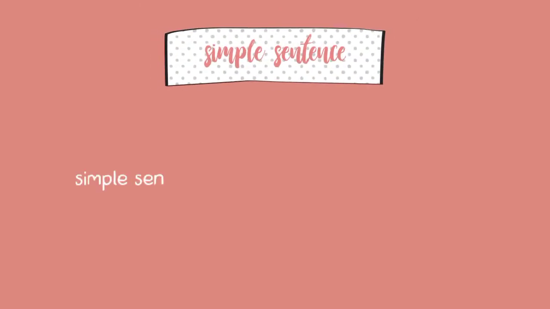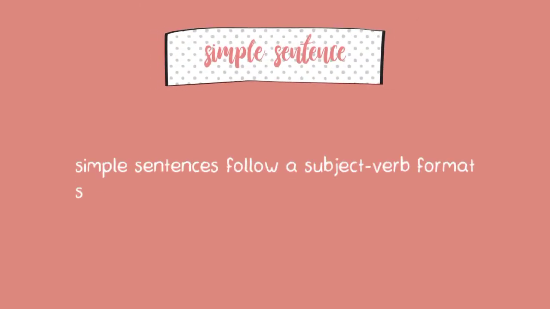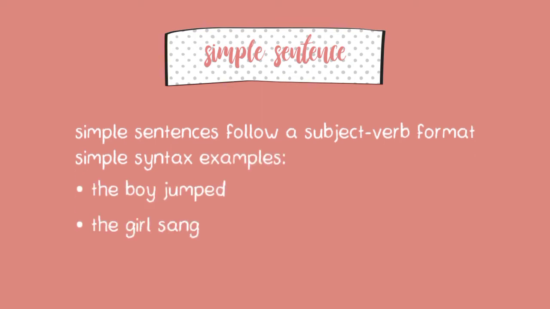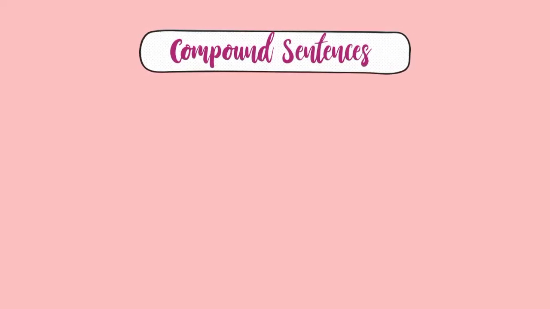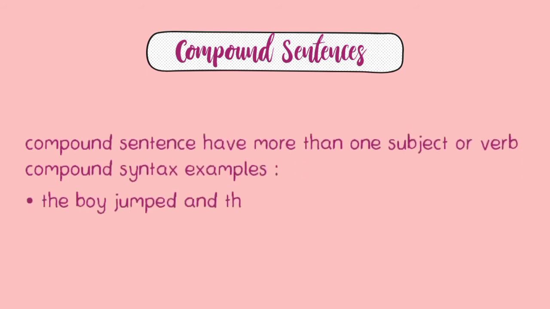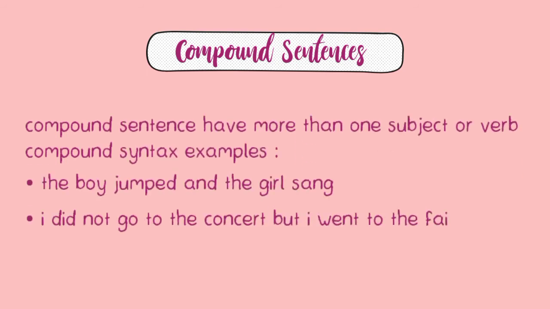Simple sentence. A simple sentence follows a subject-verb format. Simple syntax examples: the boy jumped, the girl sang. Compound sentence. A compound sentence has more than one subject or verb. Compound syntax examples: the boy jumped and the girl sang. I did not go to the concert, but I went to the fair.